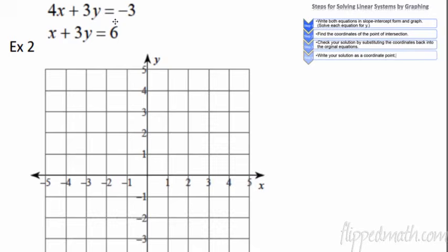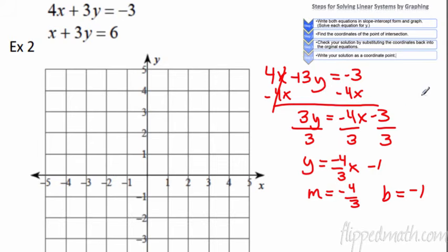Pause the video, solve them for y. Go. I'm going to give you the first, and then I'll walk you through the second one in case you're having trouble solving for y. So we get 4x plus 3y equals negative 3. Subtract 4x from each side, and then you divide by 3. You're going to get a slope of negative 4 over 3 and a y-intercept of negative 1.